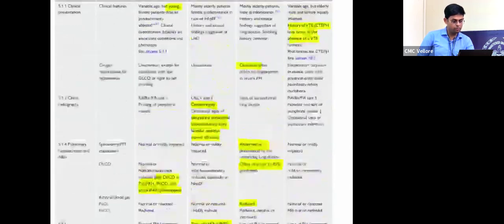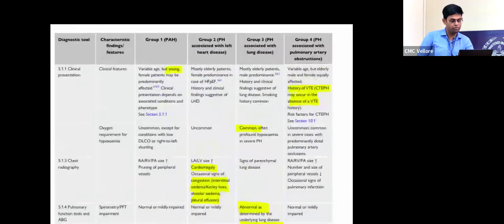So moving on to the last group, group 4, there can be a history of venous thromboembolism in this patient, and this patient can also present straight away to you with features of CTEPH without any history of thromboembolism. Relying on the history of thromboembolism is always misleading.